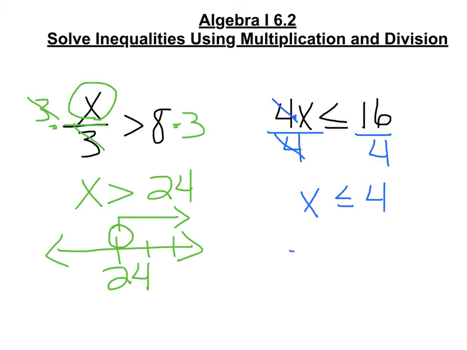If we want to graph that, we have a number line. I'm looking for the number 4 on the number line. I'm looking for a dot that is filled in, because it does have the equal to symbol with it. I'm looking for your arrow to go to the left because that is less than.